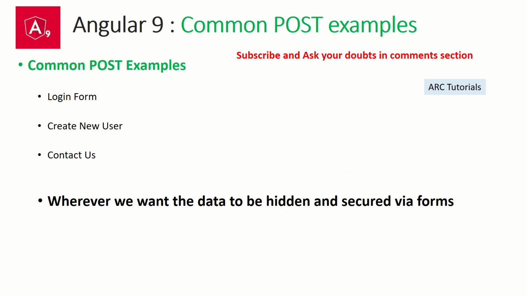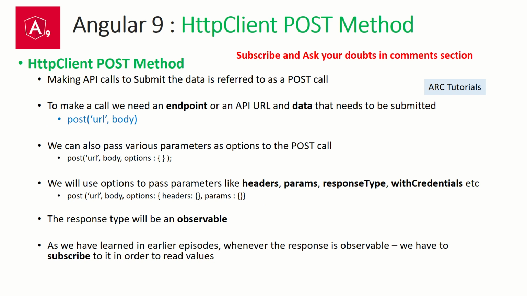All right. So like I said, common examples of post are login form, create new user, and contact us. These are some of the use cases where you use the HTTP client post method. In other words, whenever we want to submit data to an endpoint in a secured way, where the data should be hidden, we use a post method. We make an API call whenever we want to submit the data to an endpoint. That is called the post method.